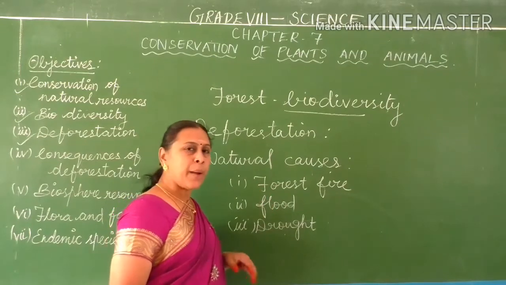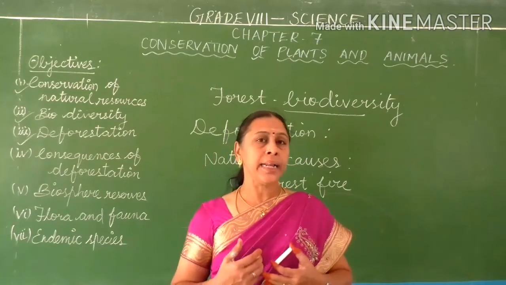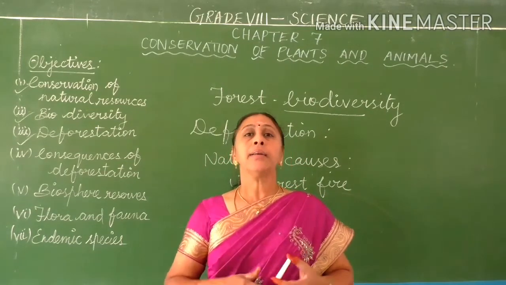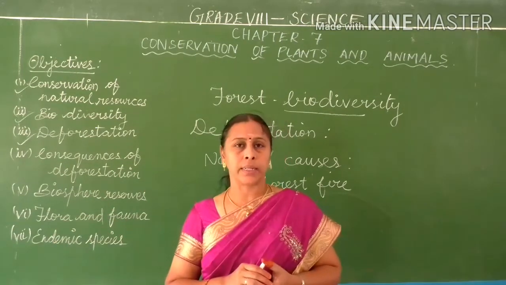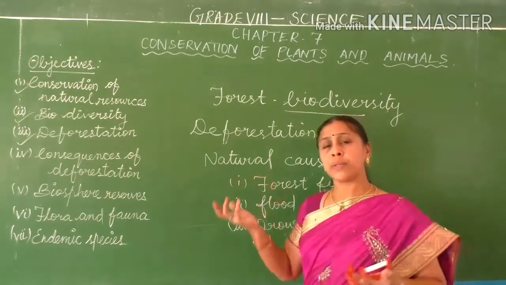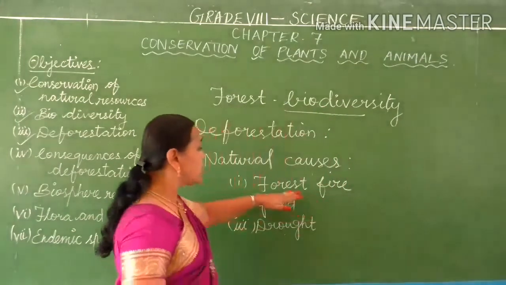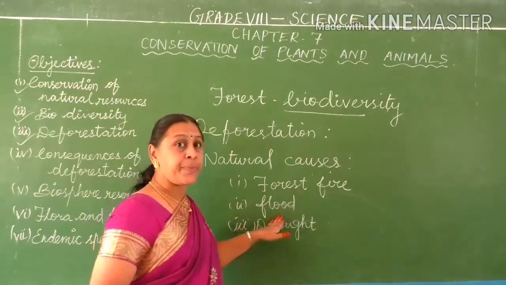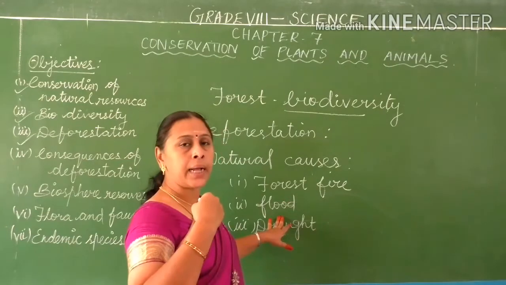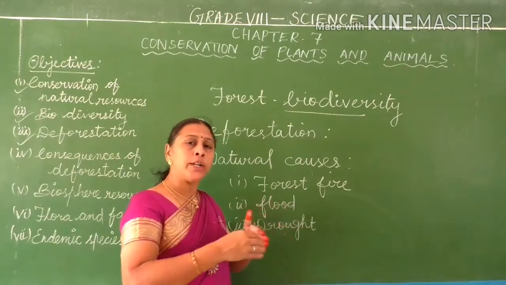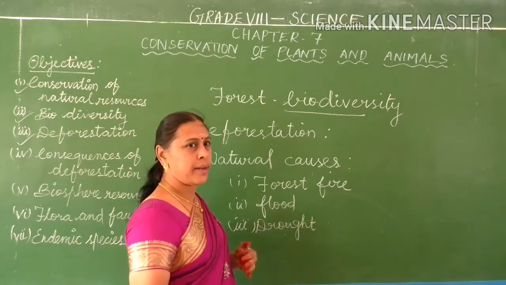Forest fire. Sometimes in summer, because of the excess heat, the dried leaves catch fire, and naturally the fire will spread and affect most of the areas of the forest. This is called forest fire. It is because of natural occurrence. We can't be responsible for that. And flood, caused by excessive rainfall. Because of that excess rain, the flood may occur and erode the soil, and the trees may fall down. Like that, deforestation may take place.